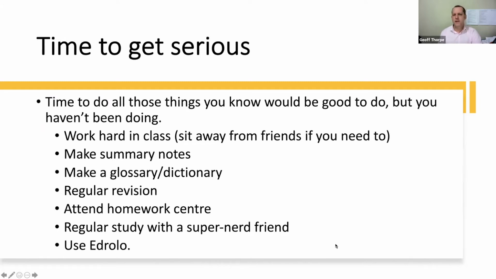Okay, so now's the time to get serious. So all those little things that you're probably logically aware of, or you realize, yes, these would be good things to do, and these would be good things that would help me. Like you know they'd be good to do, but you haven't been doing them. Now is the time to actually start that. So just a few examples of what these would be. Work hard in class, sit away from friends if you need to, make summary notes.